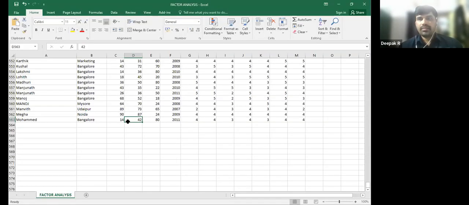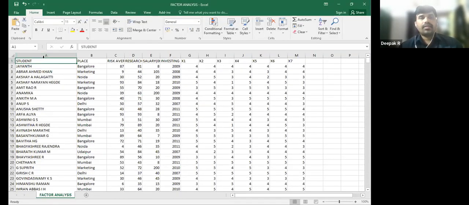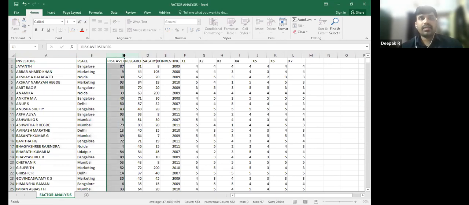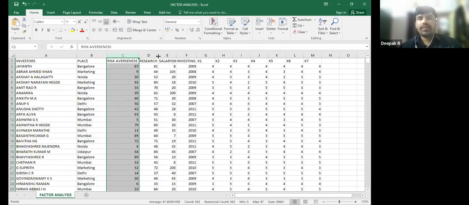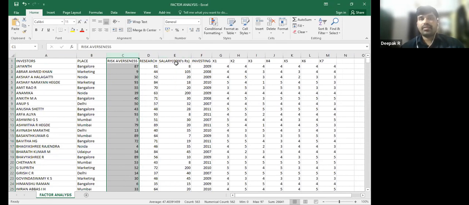So this is the data which is there. Okay. And consider that these are the investors. And this is the place, this is the risk averseness. Here we have whether they will be able to do any research or not on a scale of 0 to 100. Then the salary that they are getting, this is in 10,000s. And then when they started investing, okay, so when did they actually start investing? And then we have got various other measures in order to understand their behavior.